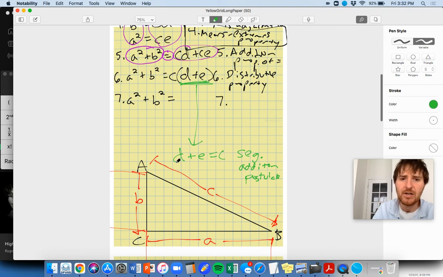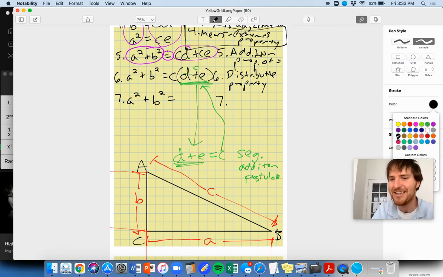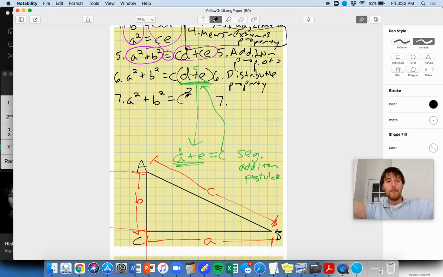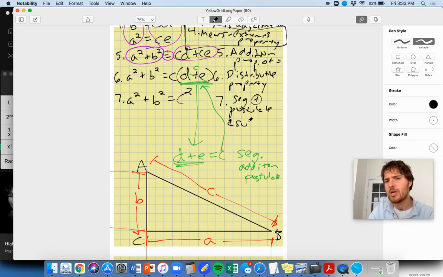But really the key thing here is we want to take this D plus E and substitute C back into it. Because if we can do that, then we have C times C. And what does C times C equal? C times C equals C squared. And boom, we got it. A squared plus B squared equals C squared. What was the A? That was the length of one of the legs. What was the B? That was the length of another leg. Square both of them, add them together. The sum of the squares of the lengths of the legs of a right triangle equals the square of the hypotenuse. We've gotten there. Last justification: segment addition postulate and substitution. So 7 steps.